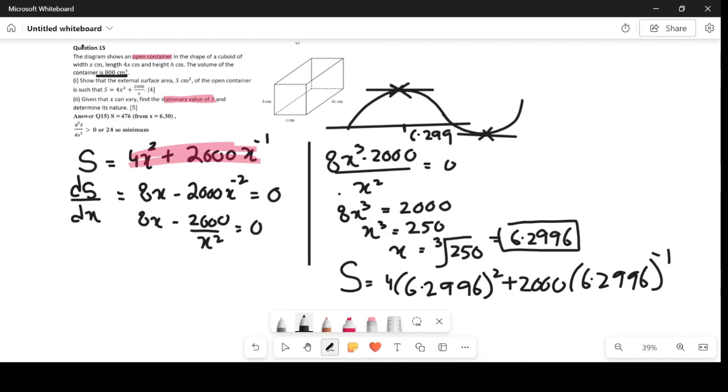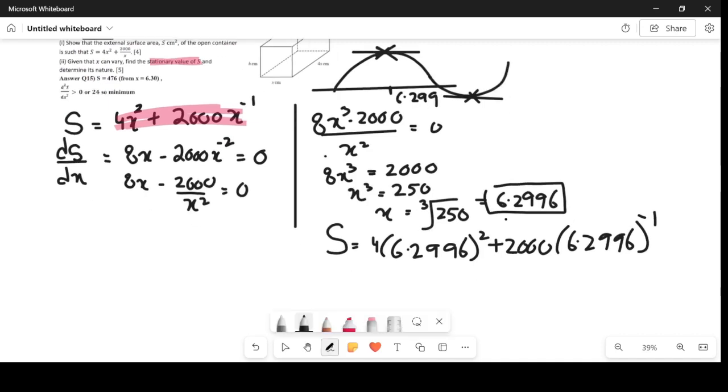4 times 6.2996 power squared plus 2000 times 6.2996 bracket power minus 1. No mess up this time, please. Okay, now I got a syntax error. Let me pause and do this properly. Okay, after entering it in the calculator for the third time properly, I got the right answer.